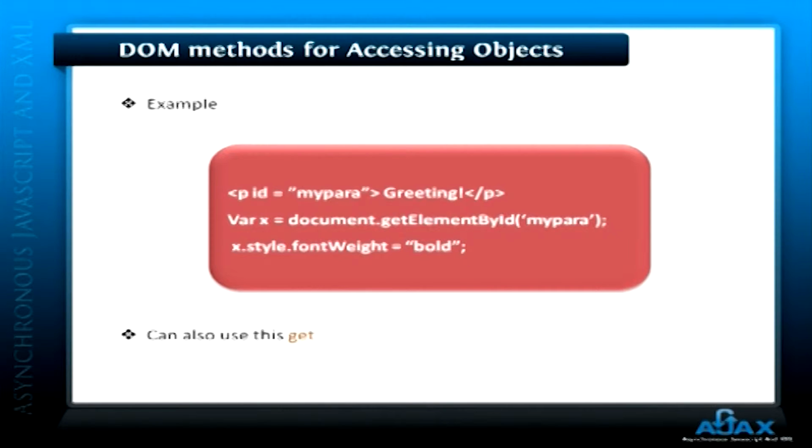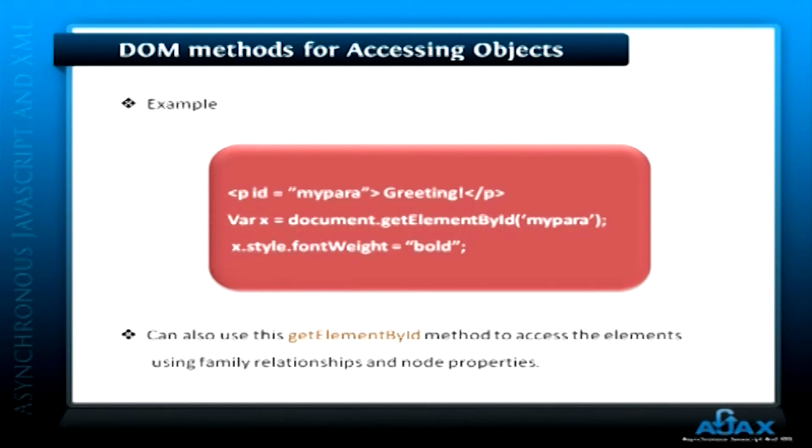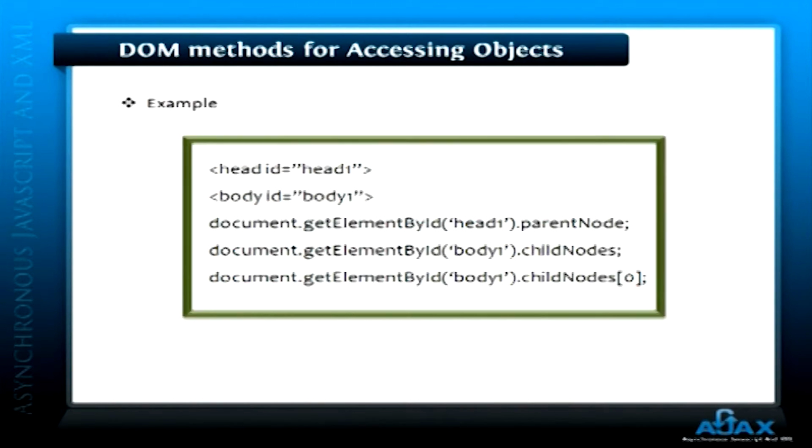Similarly, we can also use this getElementById method to access the elements using family relationships and node properties. Let's discuss one example. See here, we have head and body tags. Using the ID of these two elements we can access the properties of all the elements in the page. This line accesses the parent node of the element head. Similarly, this line accesses the children of the body tag. The child nodes will be contained in an array, so we have to use the index number, like in this line. See, this line fetches the first child of the body element. So I hope you've got enough knowledge about this getElementById method.